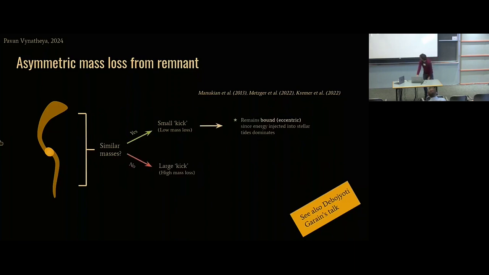But if the mass asymmetry is quite high, even this tidal stream asymmetry is quite high, then the kick is large, and the remnant can get kicked out of the system on a hyperbolic orbit, and the velocity at infinity could also be quite high, on the order of hundreds of kilometers per second. So they would pretty much escape the cluster as well.